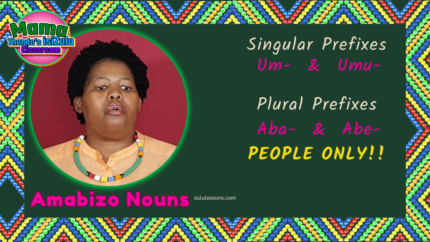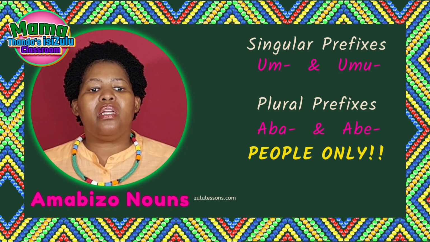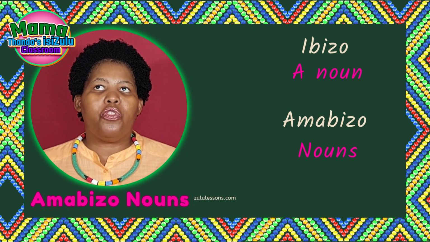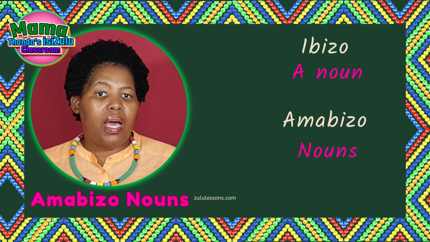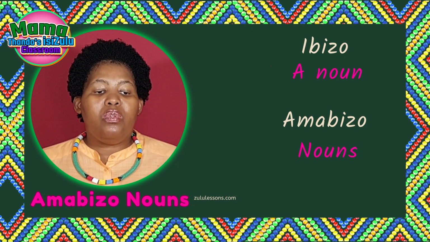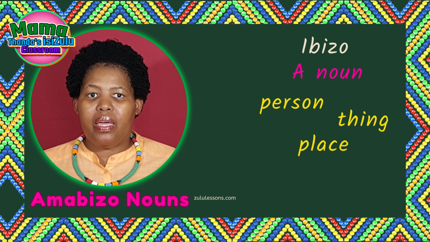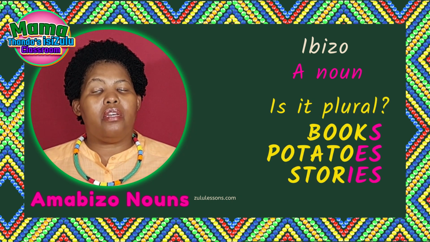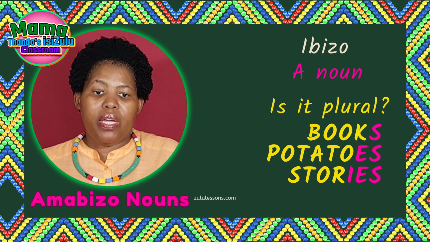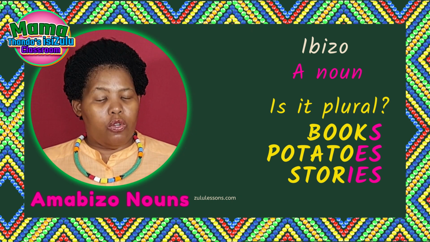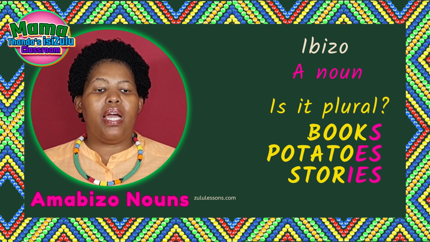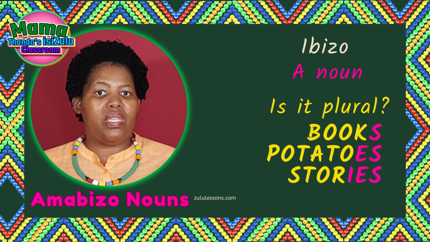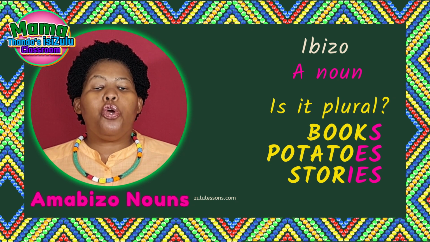So first, let's bring back some information that will help you to better understand what we are going to learn. Ibizo is the word for a noun in isiZulu. Nouns are amabizo. A noun is a word for a person, a place, a thing, or an idea. In English, when we want to tell if a noun is singular, so just one thing, we look at the end of the noun, of the word. And also if it is plural, we look at the end of the word, and there we are looking out for the letter S or ES or IES. Those are the letters that we see when a word is plural in English. Then we know it is plural.